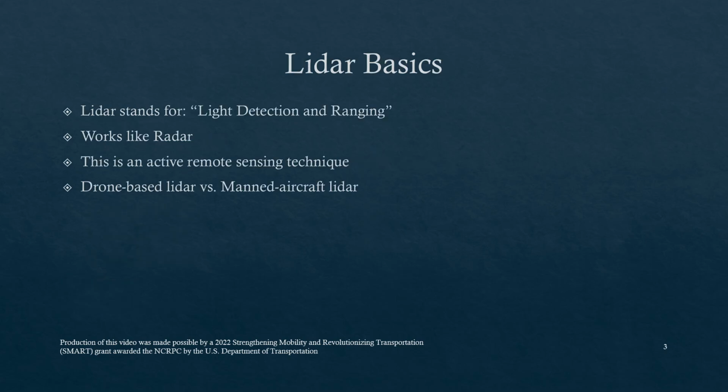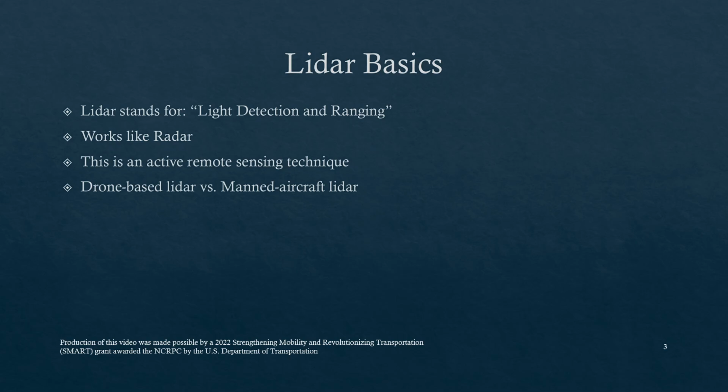So LiDAR stands for light detection and ranging. It works like radar. Radar uses sound waves to tell how far away an object is, and LiDAR does the same thing with light. It's using a laser beam, broadcasting that laser beam, and then measuring how long it takes to return. By using that, it's able to distinguish distance information.